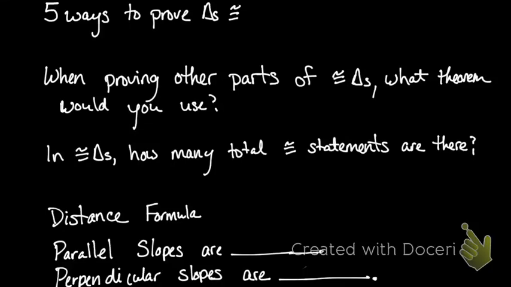Alright guys, so as you know, next class period you're taking your test, and so I want you to write the following 5 questions down on a piece of paper, as it's a good start to your study guide. So go ahead and write the 5 ways to prove triangles are congruent, and when proving other parts of congruent triangles, what theorem would you use? And then in congruent triangles, how many total congruent statements are there? You also need to write down the distance formula and what you know about parallel and perpendicular slopes.